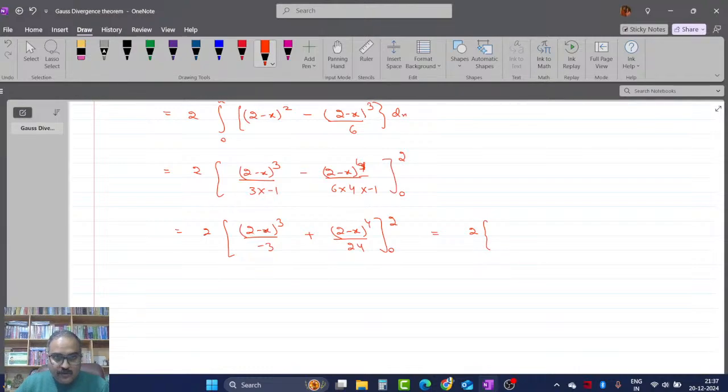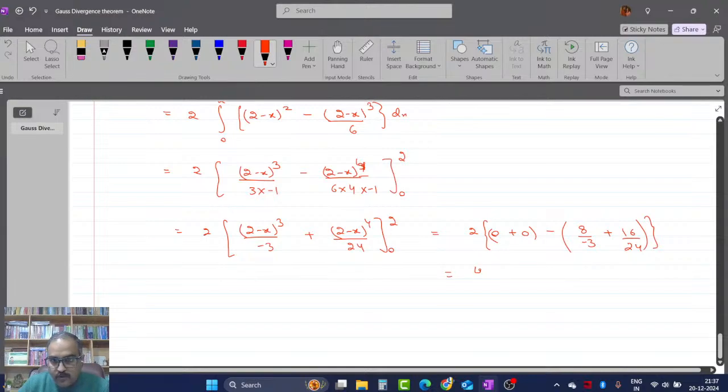So I am substituting 2, 2 minus 0, plus again I am substituting here 2 minus 0, that is the upper limit minus lower limit. So 2 minus 0, that is 2, 2 cube will be 8, 8 by minus 3, plus 2 minus 0, that will be 2 raised to 4, that is 16, 16 by 24, and the net result that I am getting is 2 times 8 by 3 minus 16 by 24.